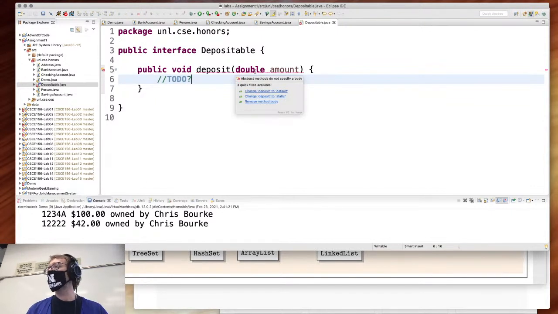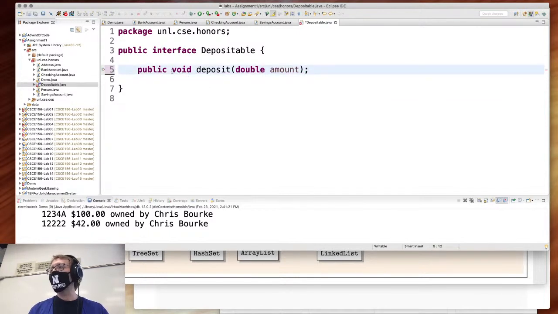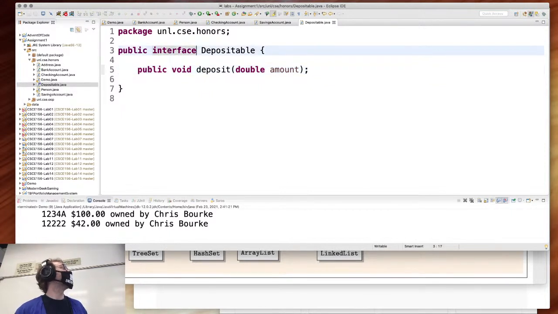The abstract methods do not specify a body. Now, I didn't write abstract, but it's implied. Public abstract void deposit. It's redundant to write that, so don't if you're going to do interfaces. It's okay to put that in there, it's just that it's already implied because you've got an interface up here.